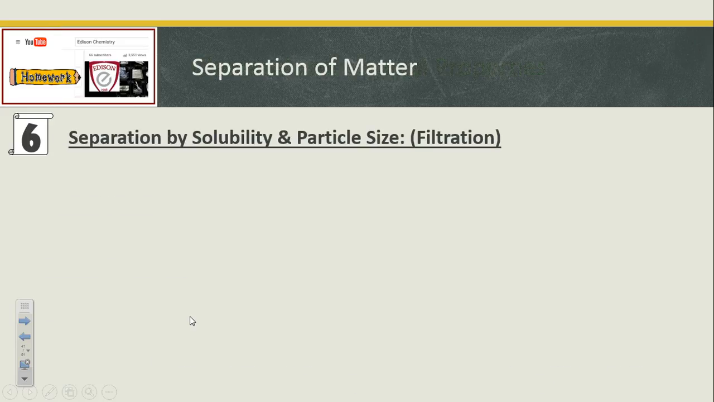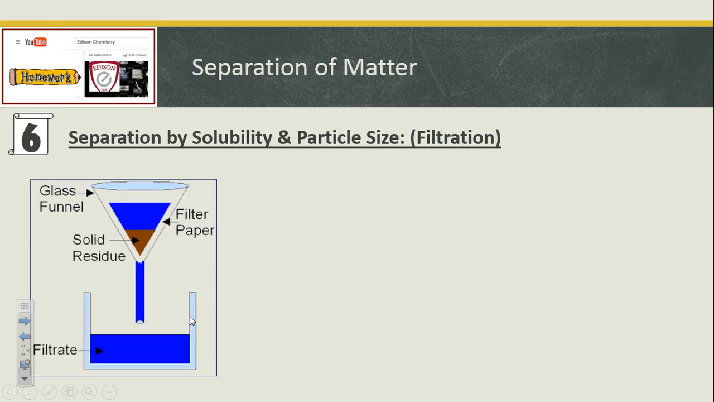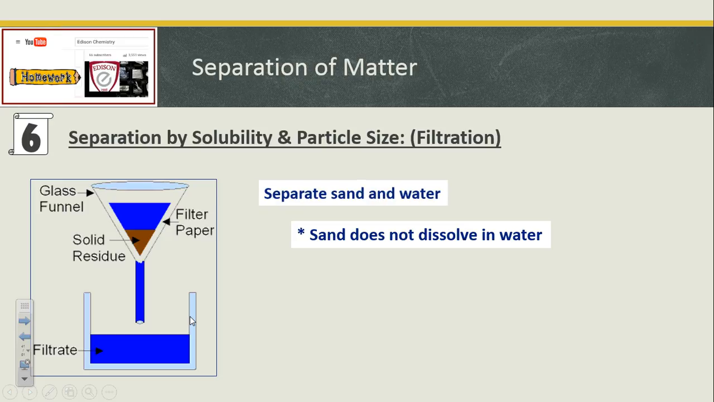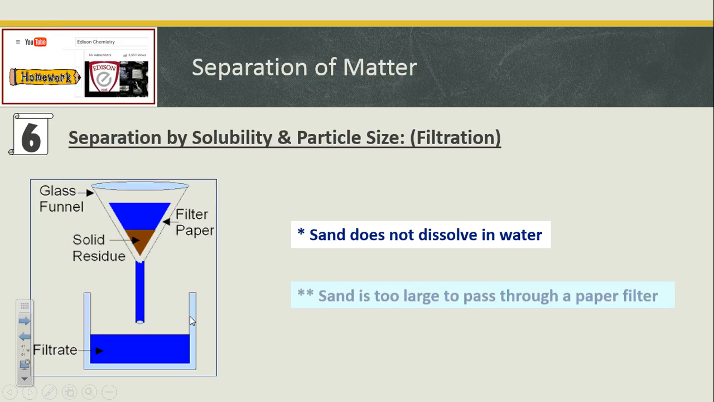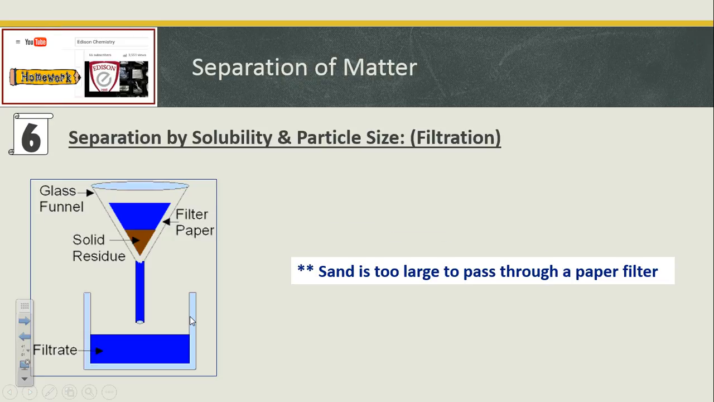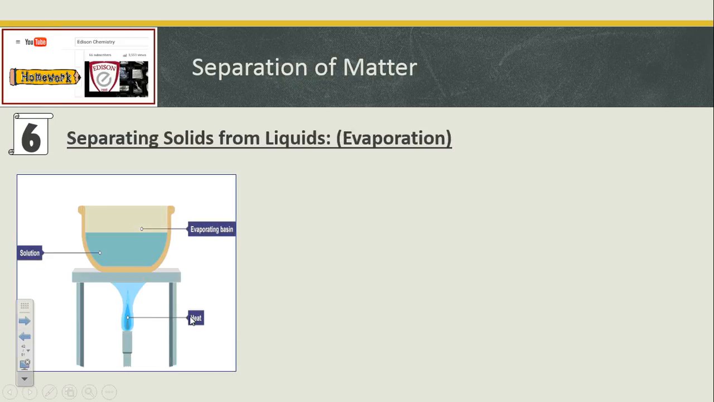Separating things. There are only a few techniques we're going to go over. Filtration. Draw the picture. It's not that tough. It's a funnel and a beaker with some labels. This is how a filter funnel works. It separates, in this particular example, sand and water. Why? Well, the sand does not dissolve in water, so it'll get stuck in the filter paper because it's too large. Filter paper has very tiny, microscopic pores. Sand gets stuck in it, and the water passes through.